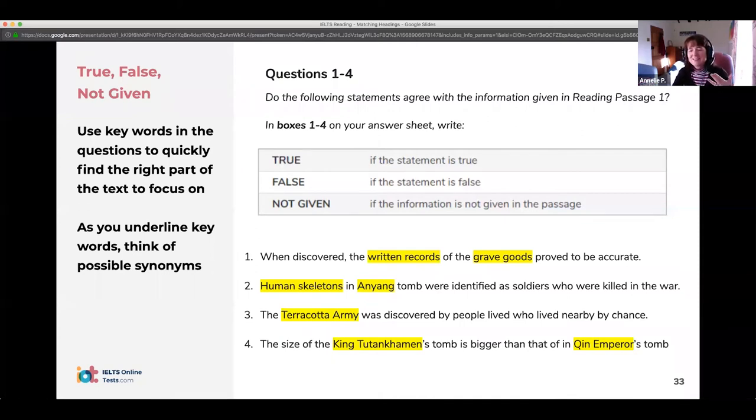Okay, very nice. Yeah. And finally, in the last one, we've got bigger than. So words related to size that we could use. Okay, good. Yeah, larger, greater, something like that. Okay, so start thinking about those other words, because that's going to be necessary in order to get the right information.